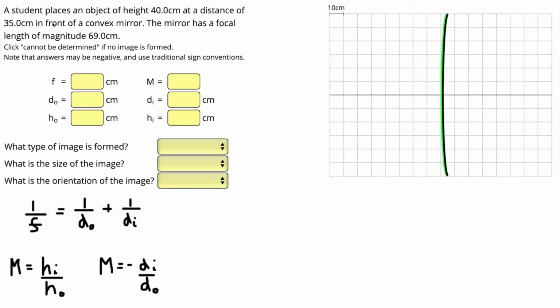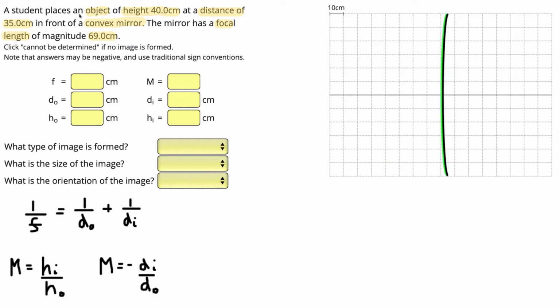In this question, a student places an object of height 40 centimeters at a distance of 35 centimeters in front of a convex mirror. The mirror has a focal length of magnitude 69 centimeters. And here we're solving using the calculation method. So first, we're going to look at our question, take those numbers and get them into our work table, whilst being mindful of the sign conventions, whether we have positive or negative for each of those.